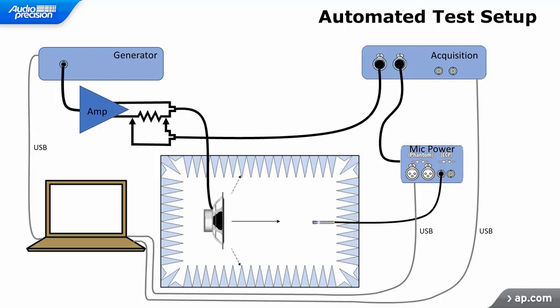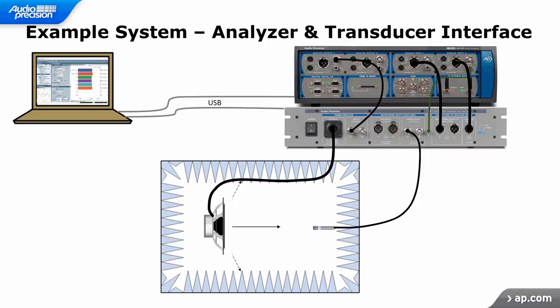And of course, adding a computer allows for automation, as long as the instrumentation supports it. For the purposes of this video, I am using what might be considered an R&D setup, with an APX 525 audio analyzer and an APX 1701 transducer interface as shown here. The equipment provides all of the functions needed to perform loudspeaker testing.